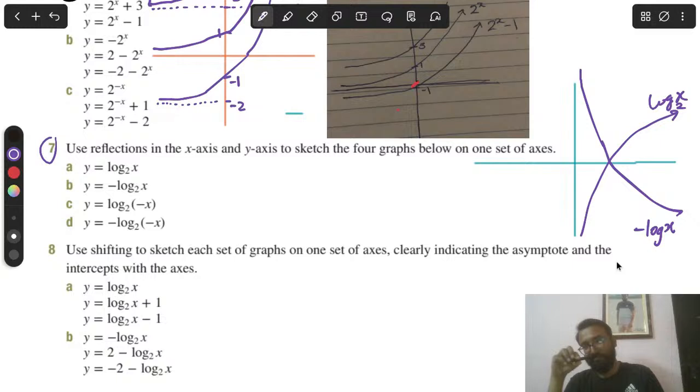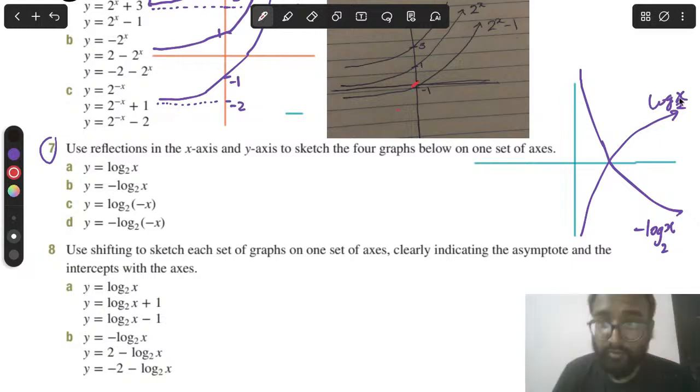Okay, log x base 2. Clear? And what about log minus x of base 2, on the other side of the y-axis? Symmetric about the y-axis.